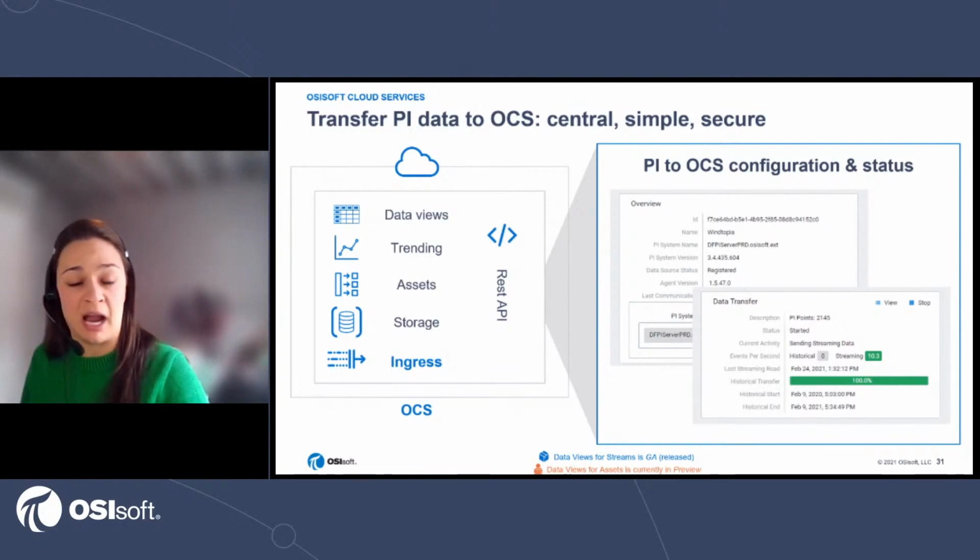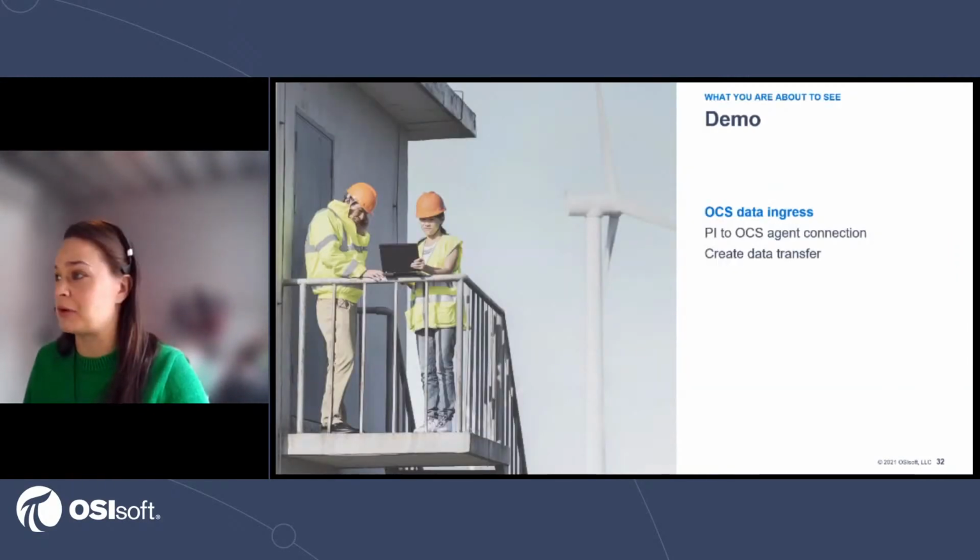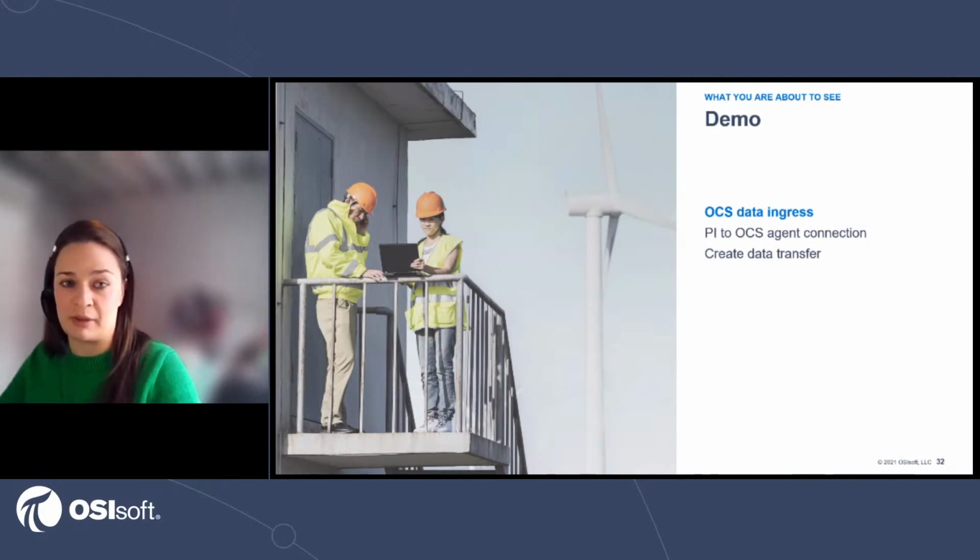And the Pi to OCS agent runs on-prem, but configuration of the data that you want to transfer and the management of that is managed centrally from the cloud in the OCS customer portal. That is what I'm going to demo quickly for you here right now. We will take a look at the agent connection that I've set up and then create a new data transfer.